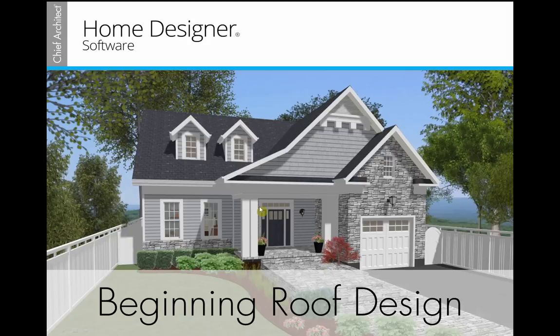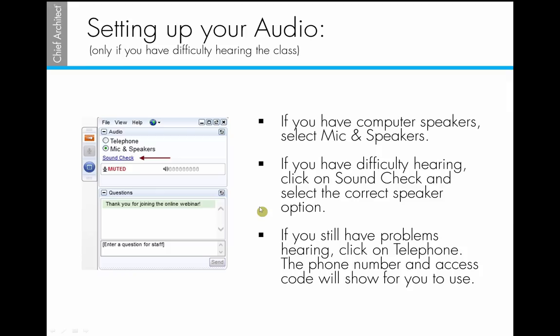Now before we get into working on our plans, let's take a look at our GoToMeeting control panel. By default for our audio options, everyone is set up with use mic and speakers. We do have everyone muted today, so you don't need to worry about setting up a microphone. However, if you're having difficulties hearing me, you might want to select that sound check option. It'll give you a little bit of troubleshooting information so that you can figure out what's going on there.